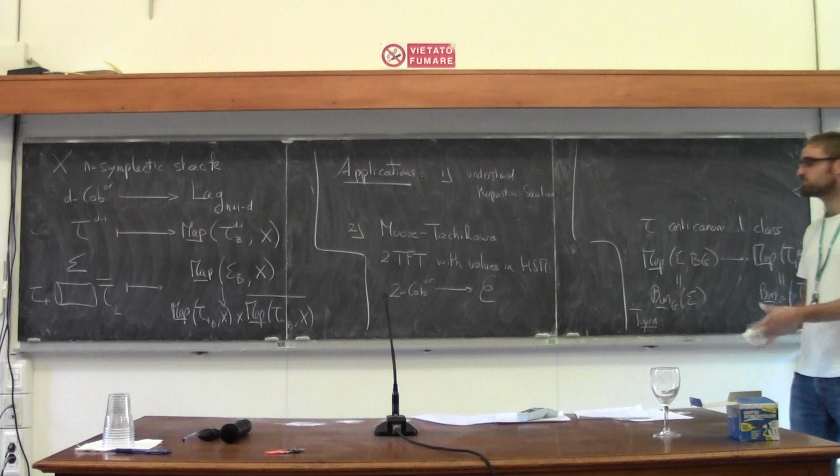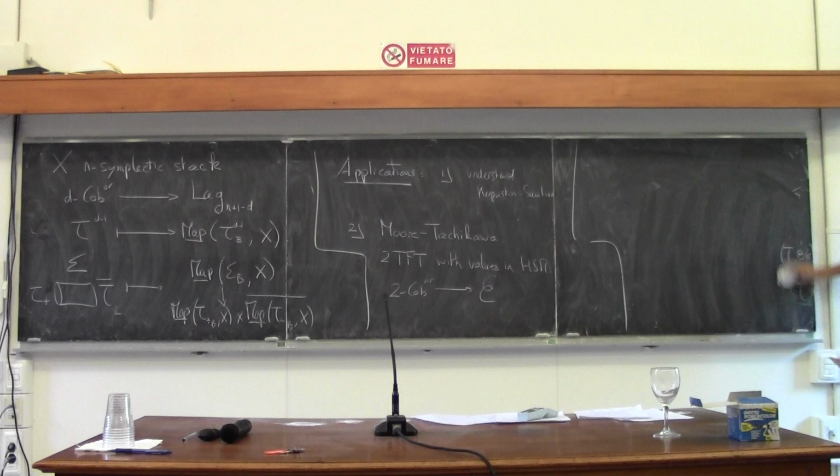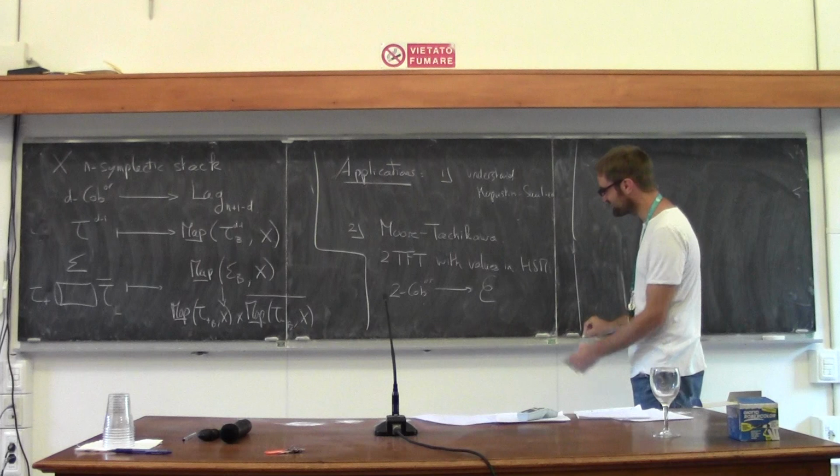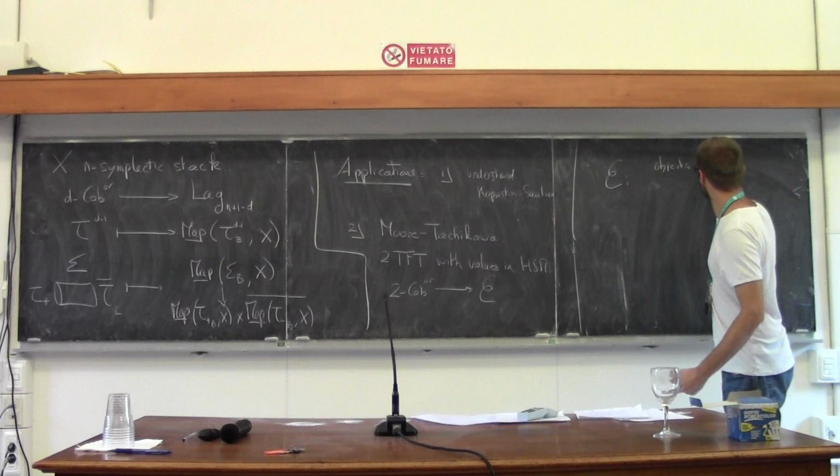Actually, Tachikawa even writes, we urge mathematicians to construct rigorously this field theory. So that might be one motivation too. So this C is as follows. Objects are basically Lie algebraic groups.